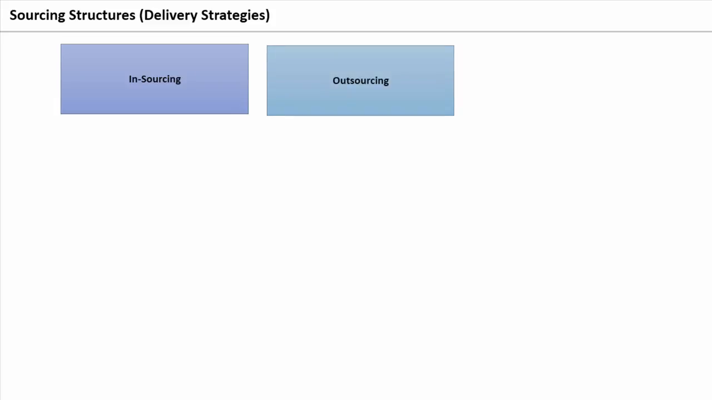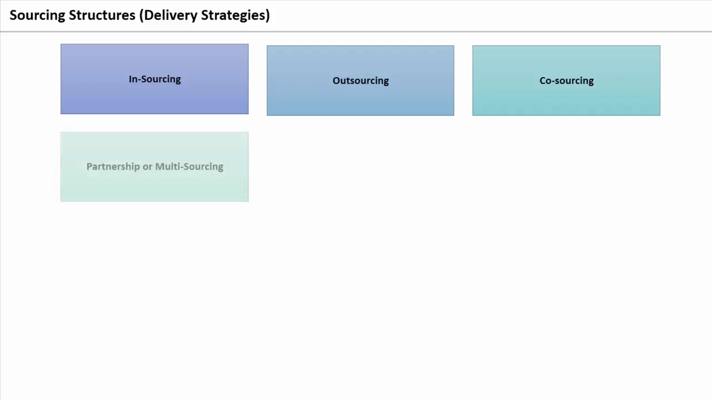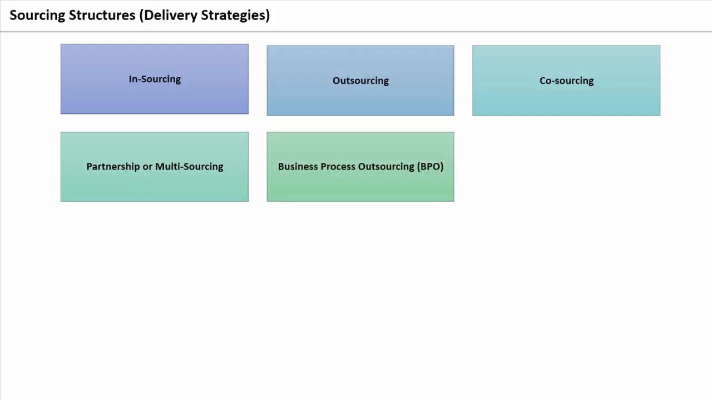In outsourcing strategy, all the resources utilised are external organisational resources. Co-sourcing is a combination of insourcing and outsourcing. Partnership or multi-sourcing is a strategic partnership. Business process outsourcing, BPO, where entire business process or function is outsourced.